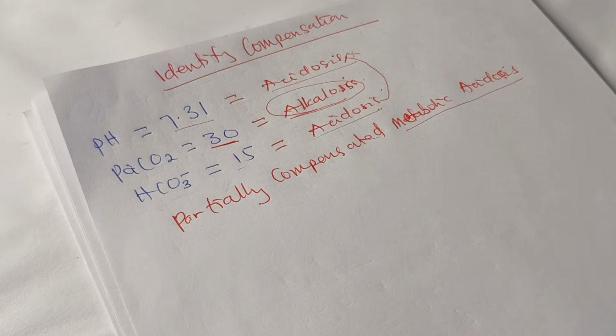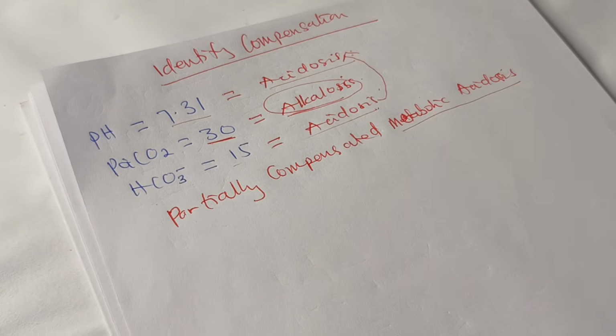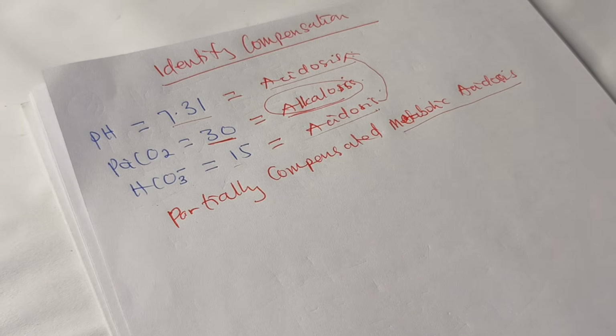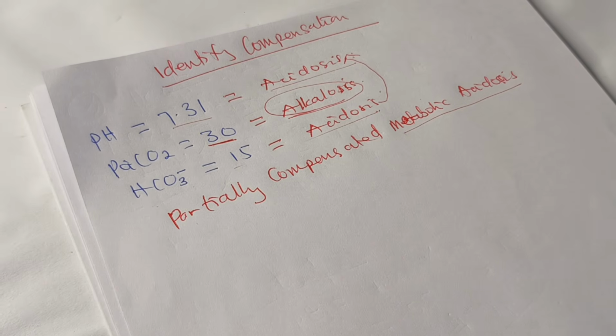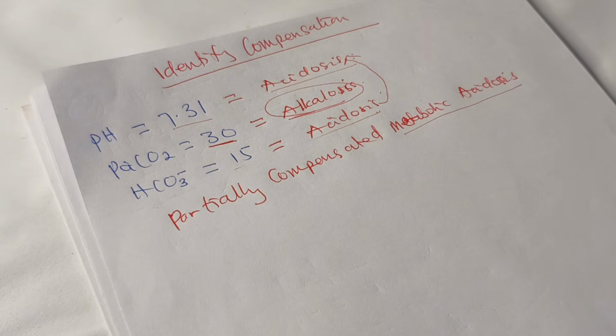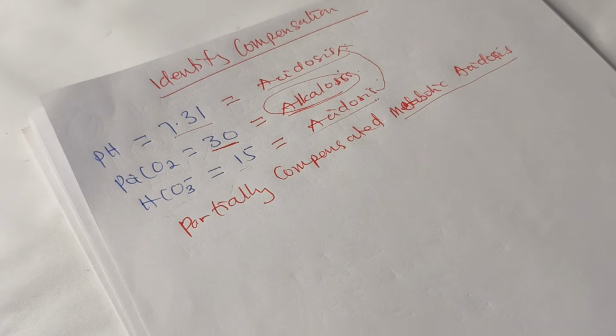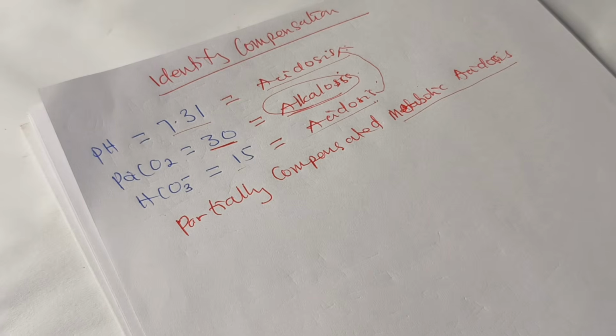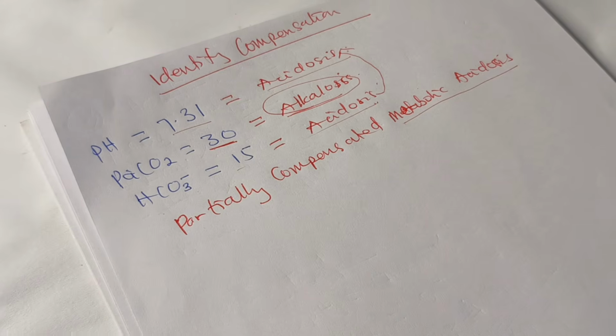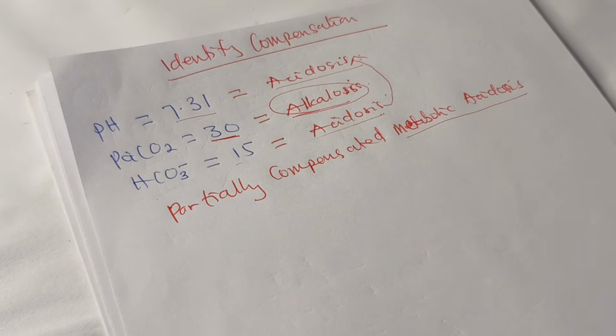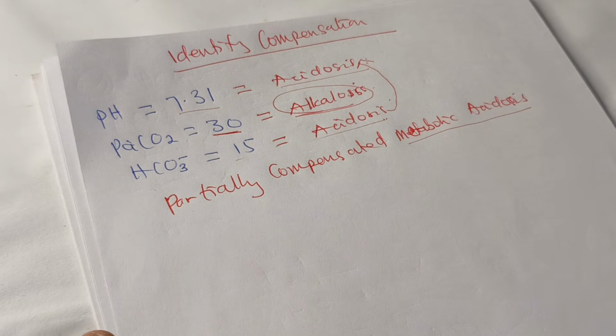It's still abnormal. So it has not been solved. So it has partially addressed the matter, but it is not addressed. So what is it? Partially compensated metabolic acidosis. So like I said, why partially? Because the pH is still abnormal. So here is the trick. If the pH were to go into the normal, then we would have said it is fully compensated. Are you getting the point?